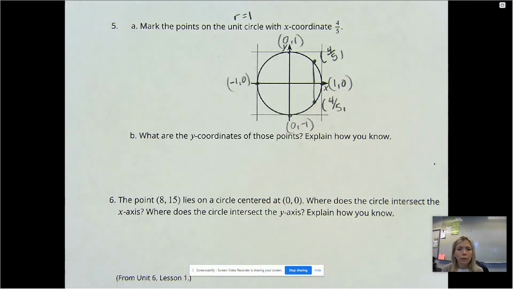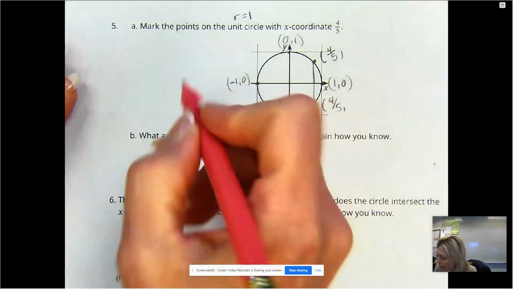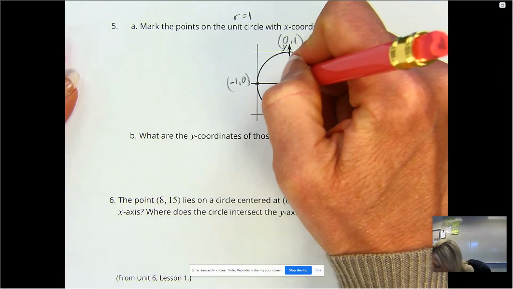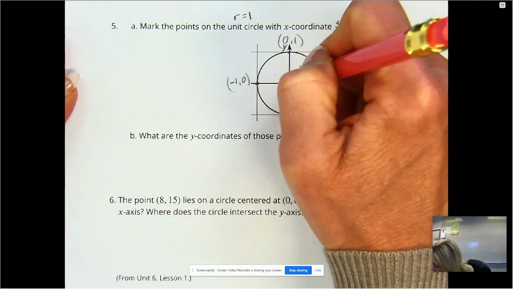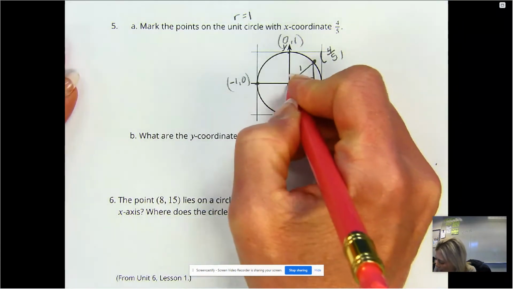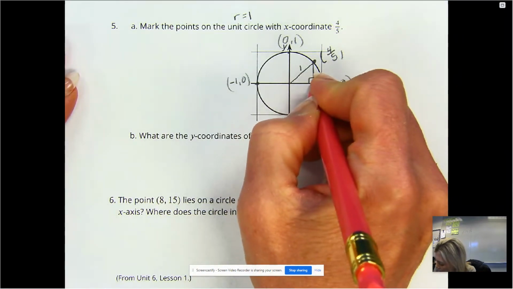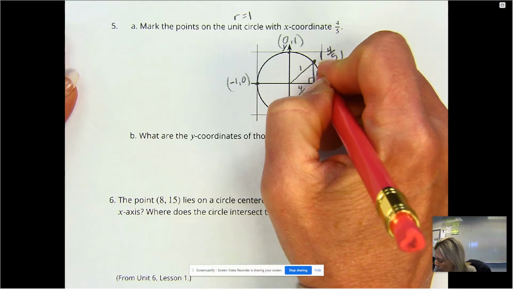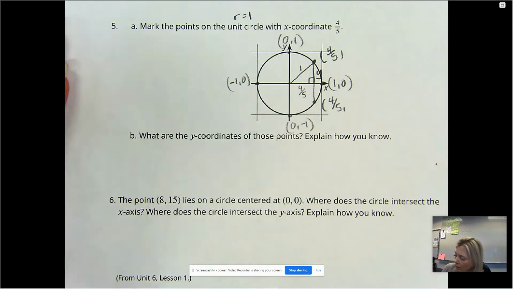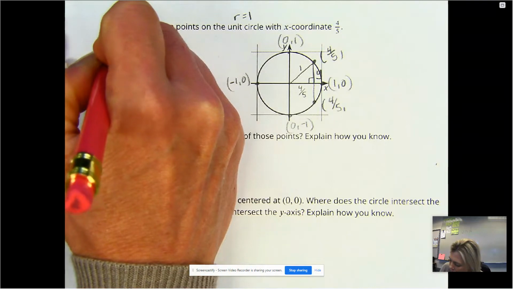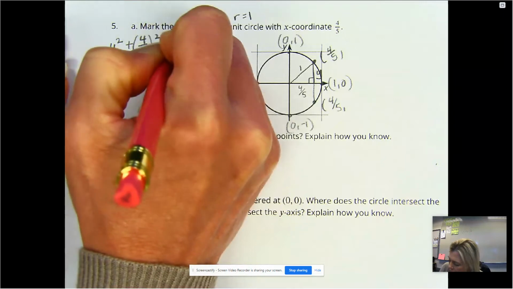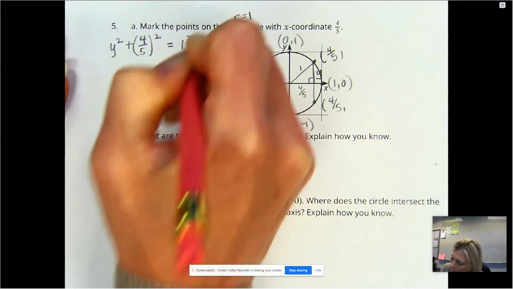And so we can do some work now for part B to figure out the y value. Because once again, the points on the unit circle have a radius of 1. So I know the hypotenuse of this right triangle is equal to 1. I know the x value, this leg right here, is equal to 4/5. And so I can figure out the y value using the Pythagorean theorem. So we know y squared plus (4/5) squared is equal to 1 squared.